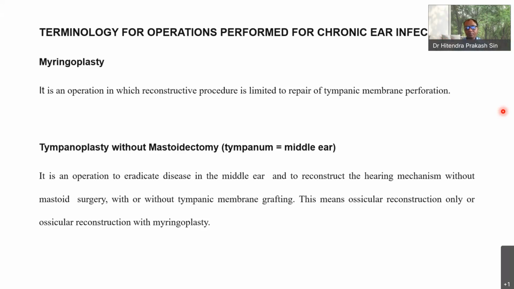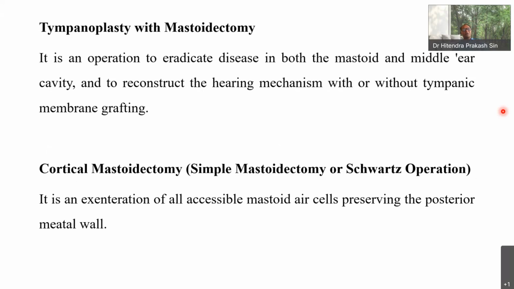Now, when we say tympanoplasty with mastoidectomy, it's an operation in which the disease is eradicated from both the mastoid and the middle ear cavity, and the hearing mechanism is reconstructed with or without tympanic membrane grafting.